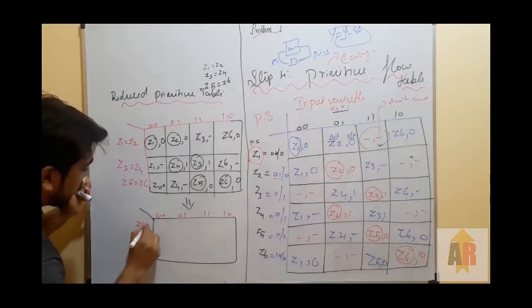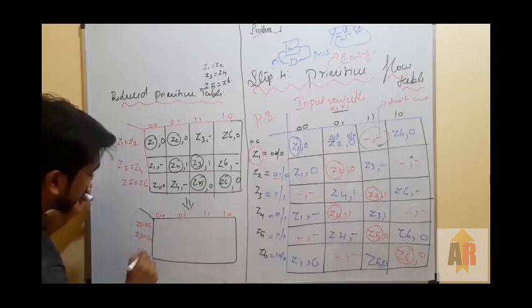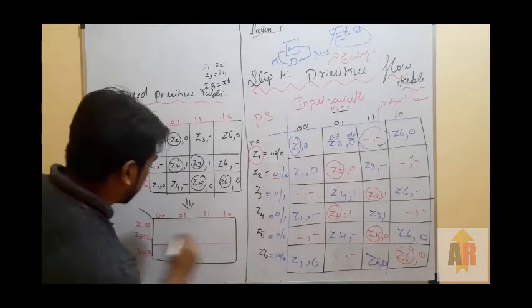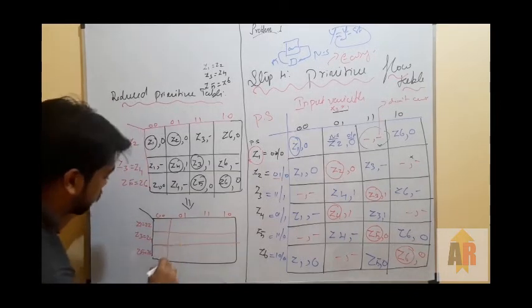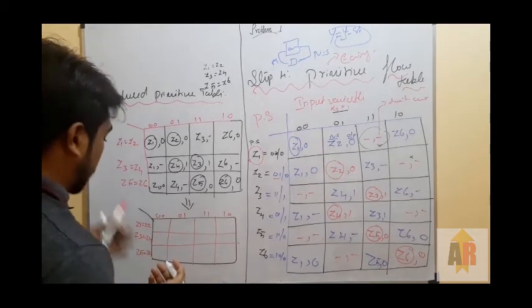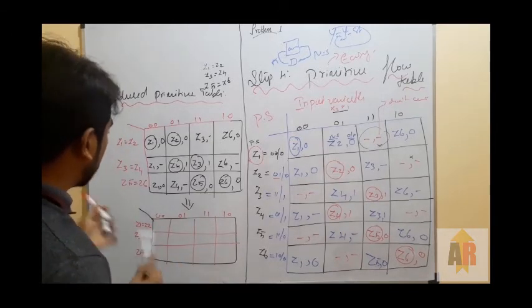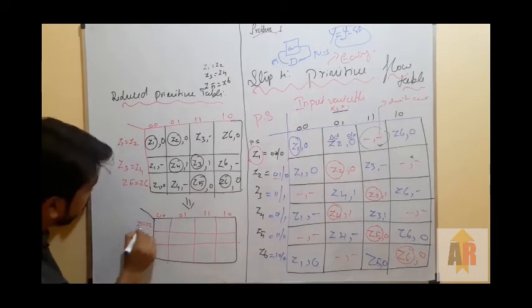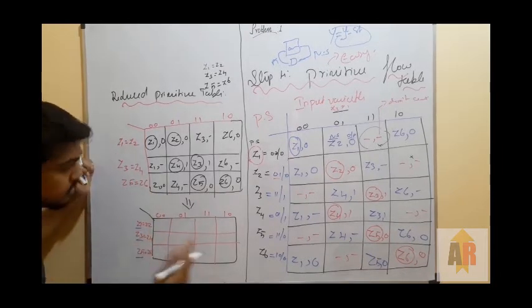So I thought of drawing it 2 times. It's up to your wish to choose which is required. Now we can go to the required thing. So see here, Z1, Z3, Z5. Only 3 states we are going to see.